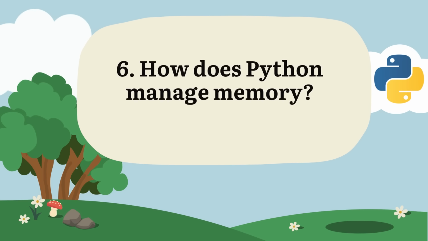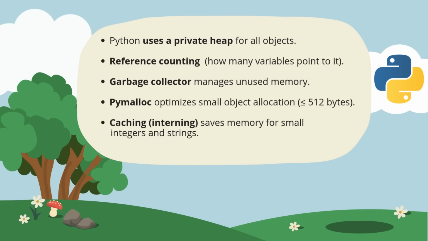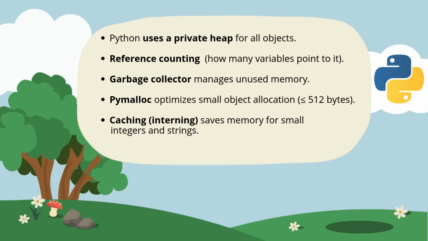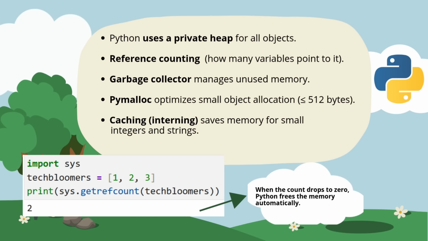Next, how does Python manage memory? Python uses automatic memory management through reference counting and garbage collection. Reference counting tracks how many references exist to an object. When it drops to 0, the memory can be freed. The garbage collector handles cycles of objects that are no longer reachable.